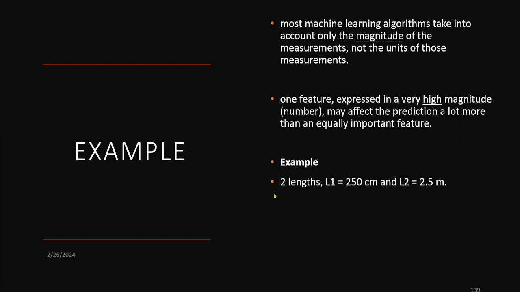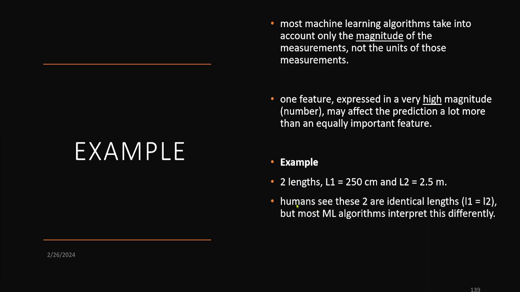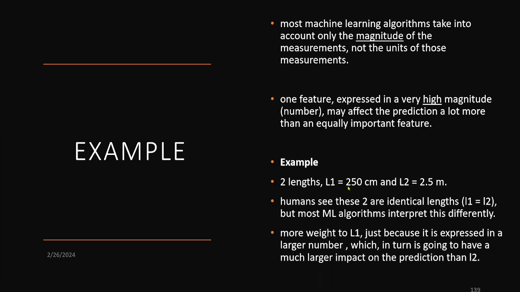So let's take an example here. Let's say there are two lengths. L1 is 250 centimeters, L2 is 2.5 meters. Now, for us humans, these two are identical. They are the same. L1 is equal to L2. But machine learning models have no ability to differentiate the two numbers. So it's going to heavily weight L1, giving it more weight because it is expressed in a larger number, which in turn can cause problems in terms of the model prediction.